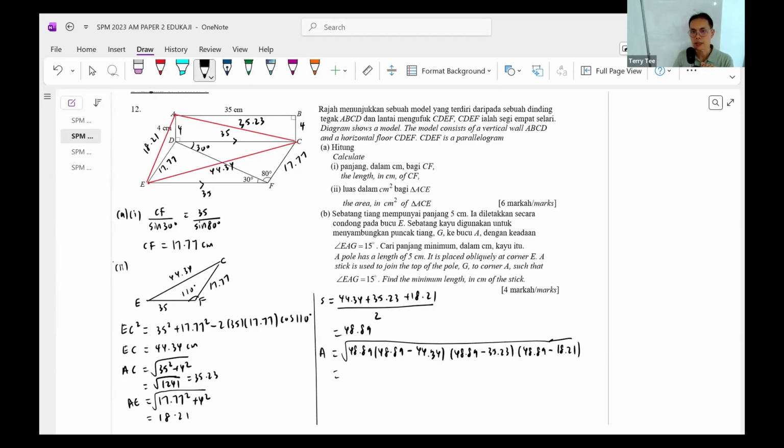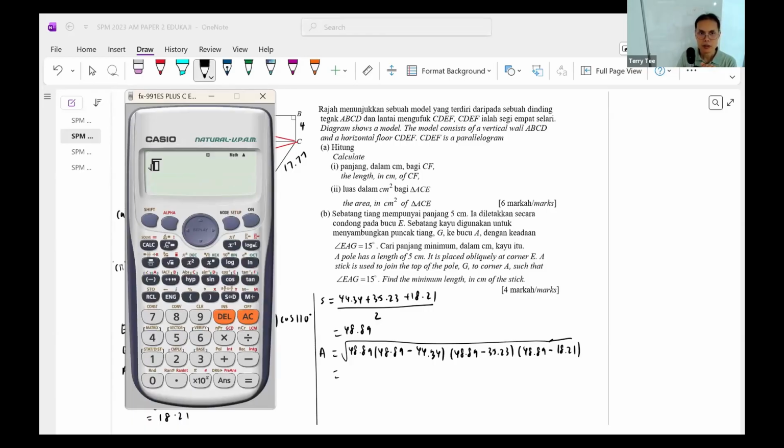Now let's count. I'm going to use my calculator. Just now I typed this, it's already saved as my answer. So I'm going to put a square root, answer, open bracket, answer minus 44.34, answer minus 35.23, followed by answer minus 18.21. So I got this answer, 305.3.